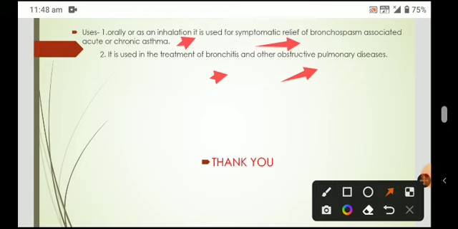From these three classes we completed the first, direct acting drugs, with detailed information and the important drugs from this category. And as I told, these PPTs are the complete notes for medicinal chemistry first as per the PCI syllabus. So students, refer to it, and thank you everyone.